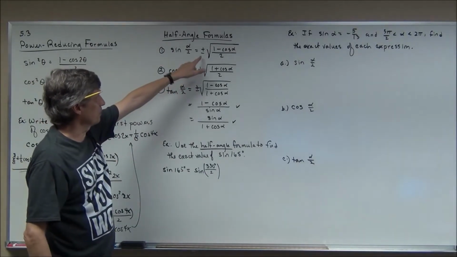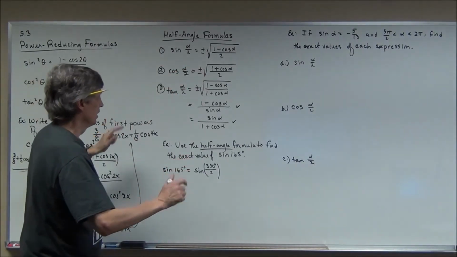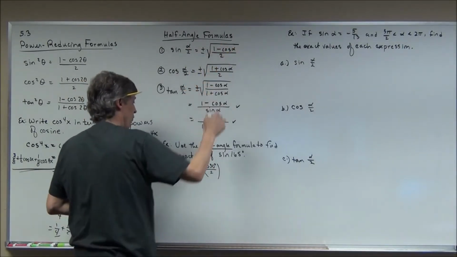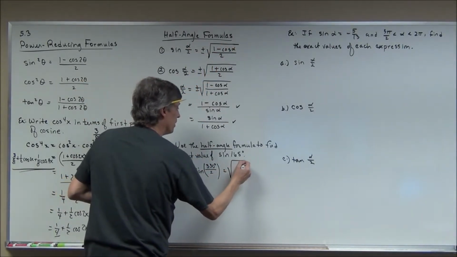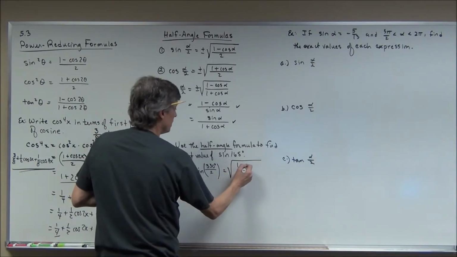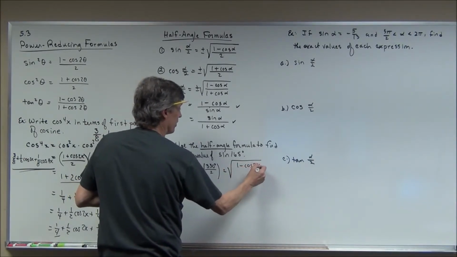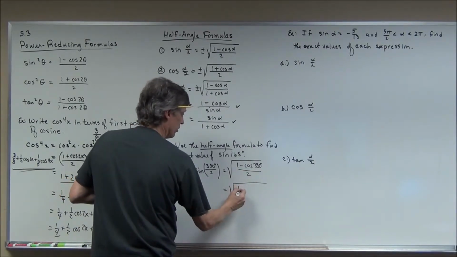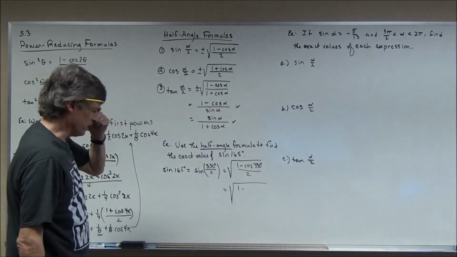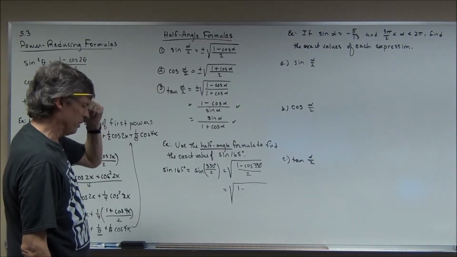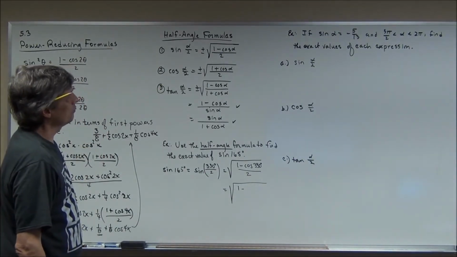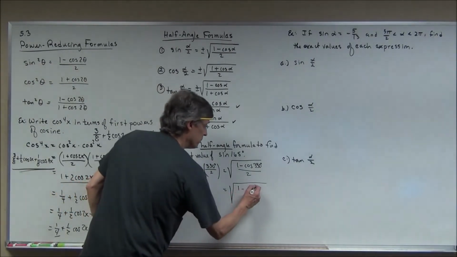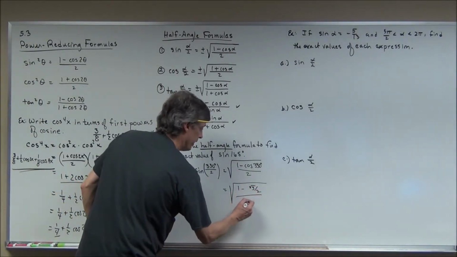So you see up here where it says plus or minus, I'm just going to use the plus. So this is my alpha here, and it's going to go right there in the formula. So I'm going to get the square root of 1 minus the cosine of alpha, 330, all over 2. Well, the cosine of 330 degrees would be positive square root of 3 over 2. So this would be the square root of 3 over 2, and that's all divided by 2.